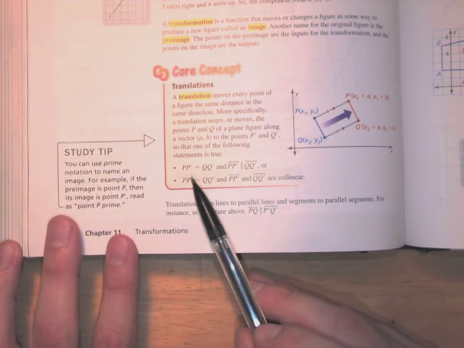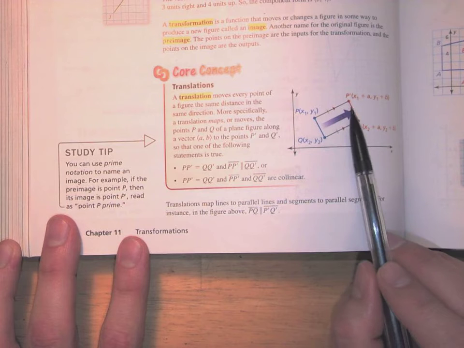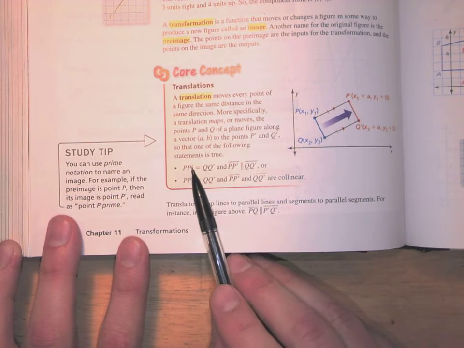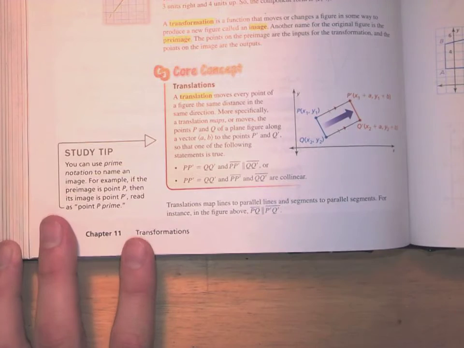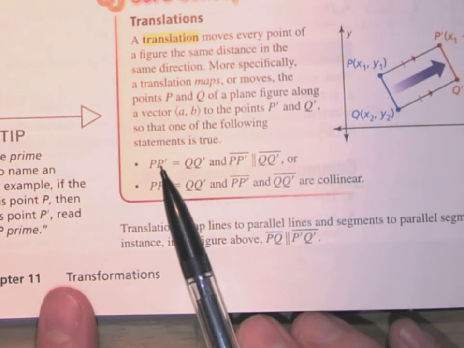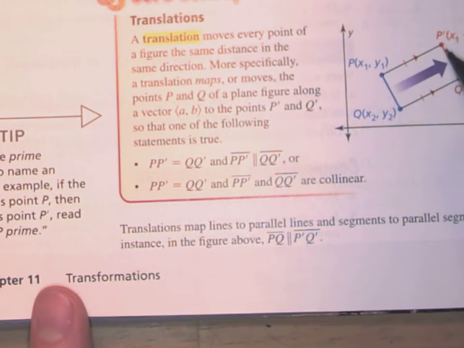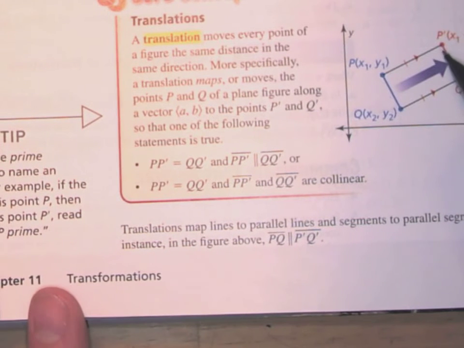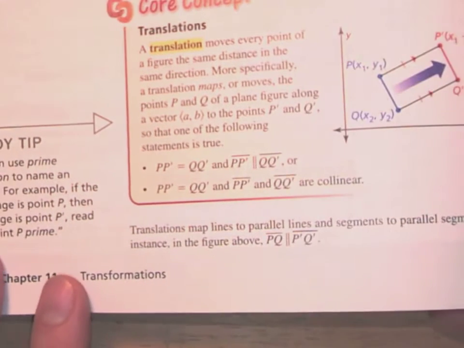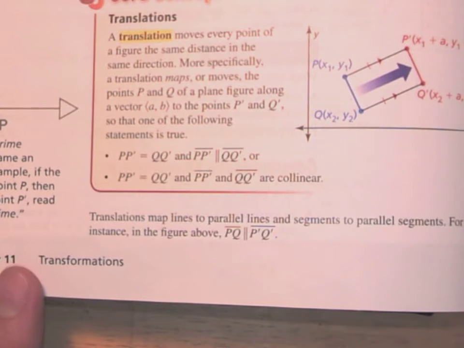Okay? So what this is saying right here is that the distance from some point P to its image is the same as the distance from the point Q to its image. This little symbol right here looks like an apostrophe. Let me zoom in. This little symbol we say P prime. So if we have an original point P, when we transform it, the image we call P prime, which is the image of P. When we transform Q, we get Q prime, or the image of Q.